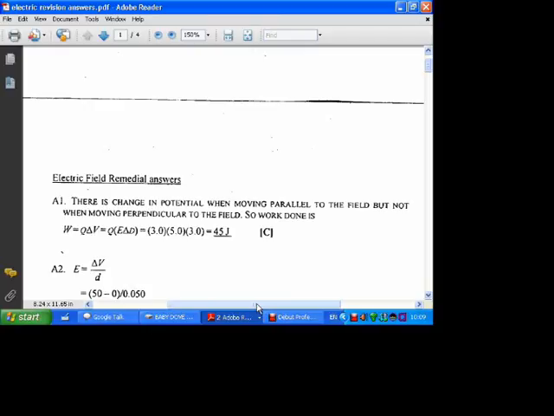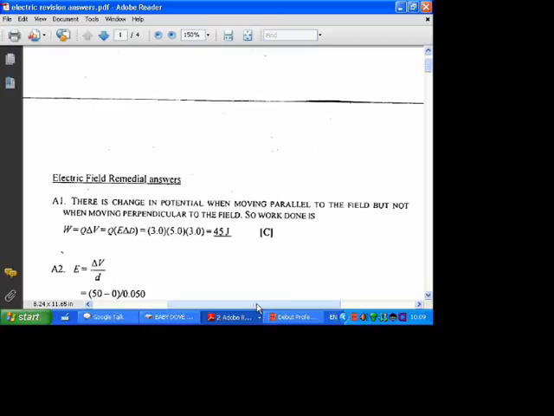Delta V will only be non-zero if you move along the electric field line, parallel to the electric field line. So just use the formula W equals Q delta V, where delta V equals E times delta d. Since it's a uniform E field, you can get an answer of 45 joules. And the change in EPE in this case will be positive or negative? What do you think? It will be negative.